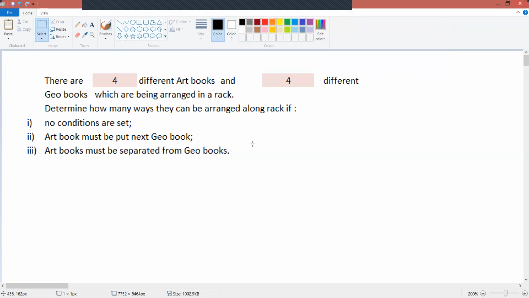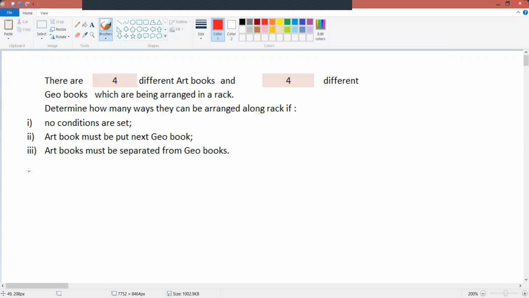So regarding these questions, I find that certain students have problems with them. This question: there are 4 different art books and 4 different geography books which are arranged in a rack. The first question is, determine how many ways they can be arranged along the rack if no condition is set.